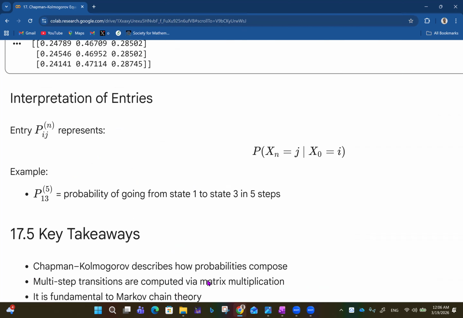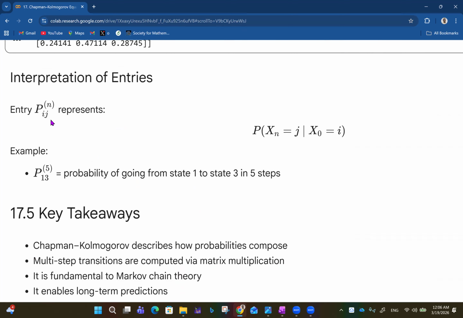Then we talk about interpretation of entries. So entry Pij in n steps represents the probability that Xn is equal to j, given that X naught is equal to i. So for example, what's the probability that you move from state 1 to 3 in 5 steps? That's the probability of going from state 1 to 3 in 5 steps. That's P13 in bracket 5 up there.